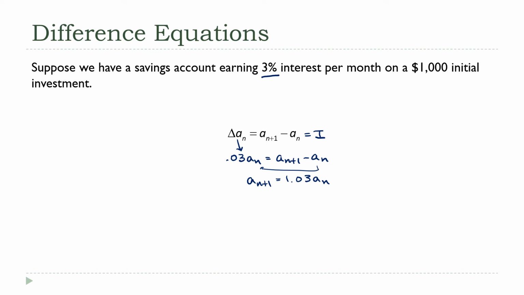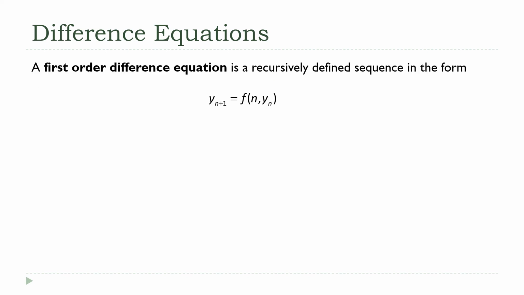Now, this equation that we ended up with, combined with an initial value, we do have to also specify where we're starting. That's this $1,000 here. This is what's called a difference equation. So we've got the formal definition here.